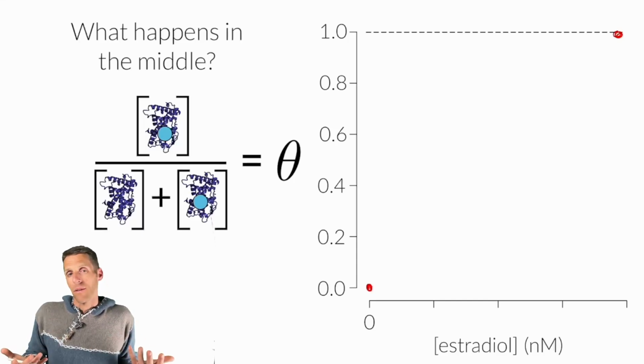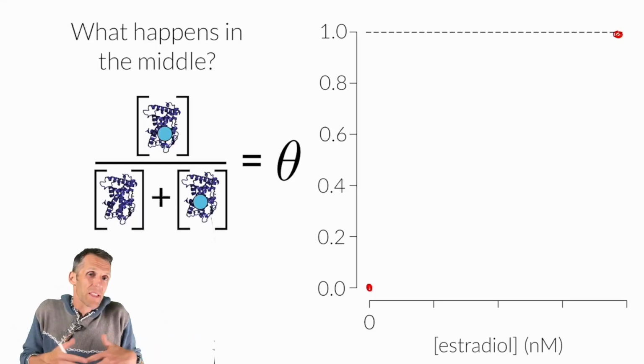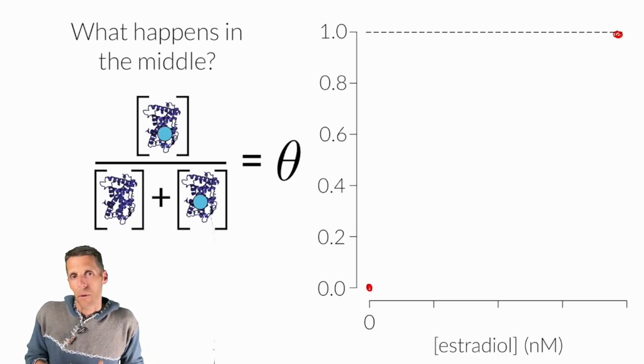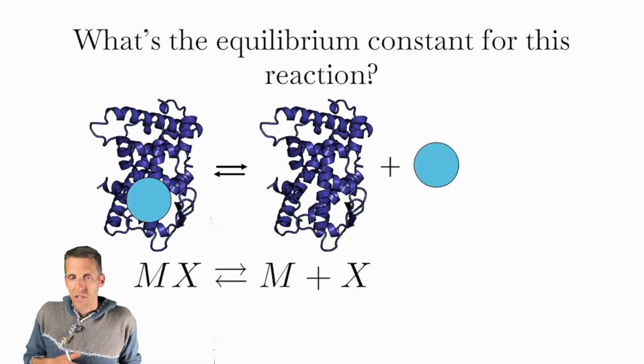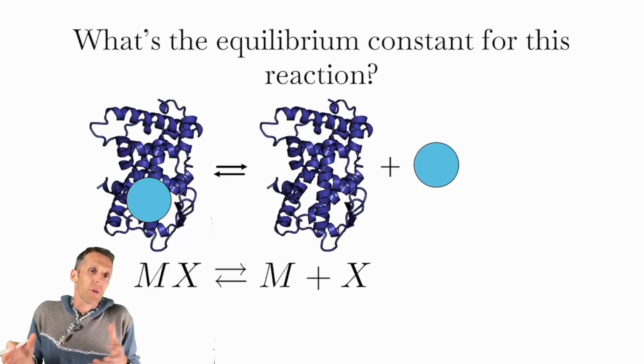What happens in the middle and why? Because this is where all the interesting biology happens, right? Most of the time biology is not we have nothing or we have a whole bunch of something. It's sort of squishy things in the middle. That's how biology works. So what happens in the middle? To go after this, we actually need to do a little bit of general chemistry, I guess you could call it. We have to think about an equilibrium constant for this reaction.